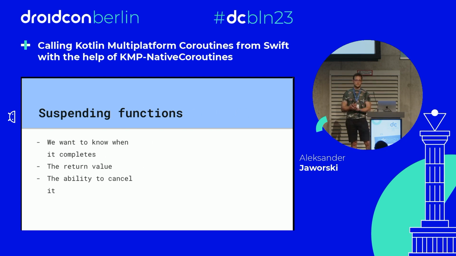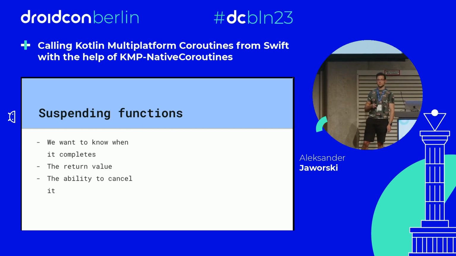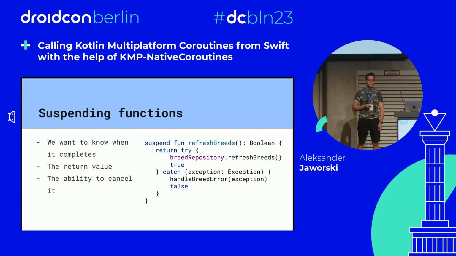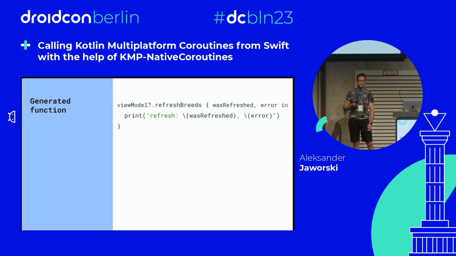So why do we need suspending functions? Well, we, for example, want to know when it will complete, what's the return value, and we also want the ability to cancel it, right? Because we don't want to waste the user's resources. And the function we'll call is this one. I won't go into the details. It returns true or false, depending on if it goes well or not. And yeah, the generated function looks like this. We call it from Swift, passing in a lambda, which takes in two parameters. One is for the return value, and the second one is for the error. OK.